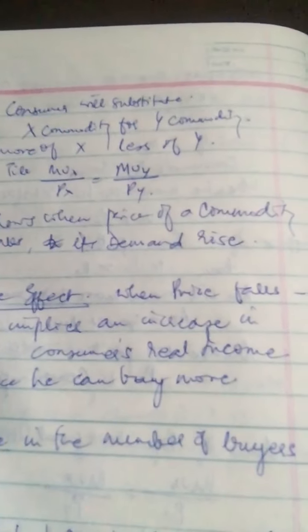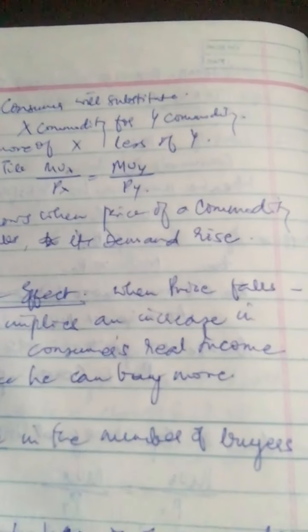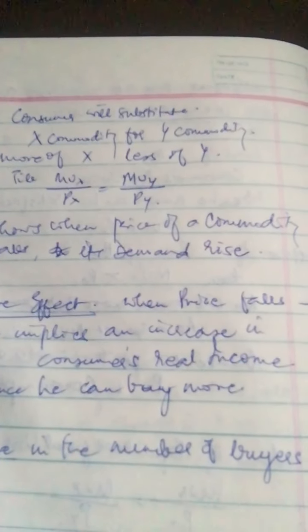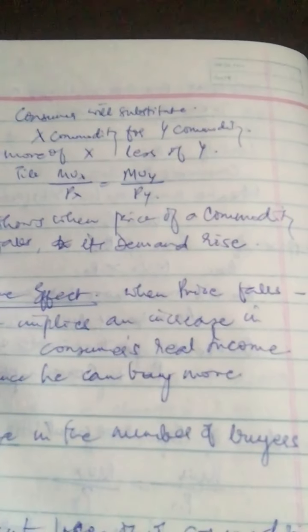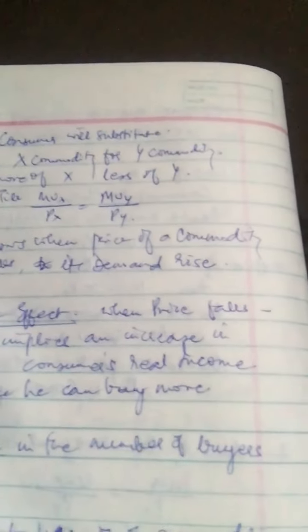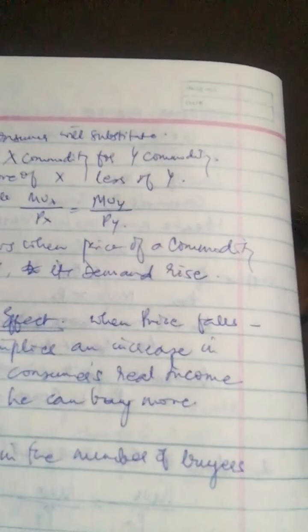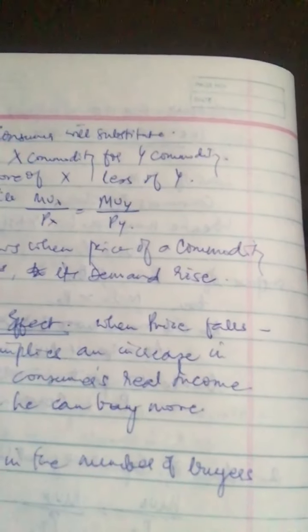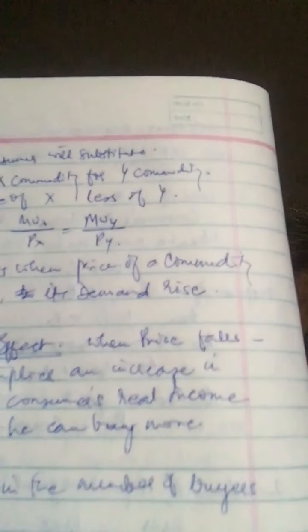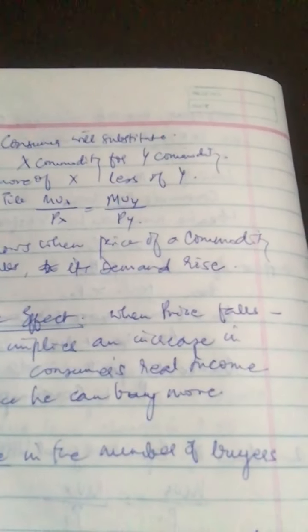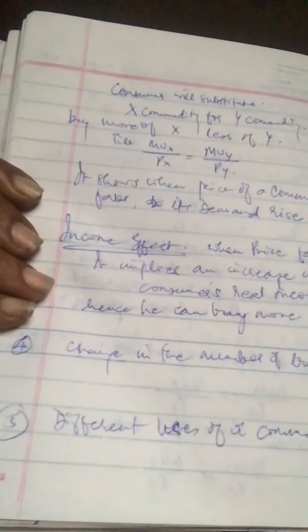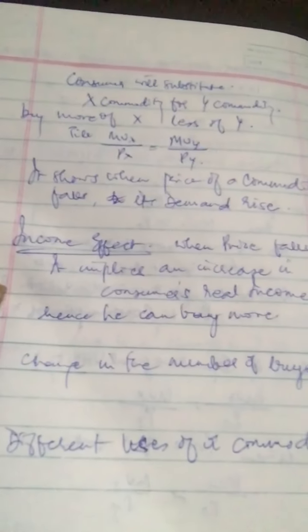So income effect is what? The change in demand due to change in real income of the consumer when the price of the given commodity falls. Okay, or changes. It's called income effect. For example, if the price of a commodity falls, the consumer will have greater purchasing power even if his money income does not change. So that is what we call the income effect.